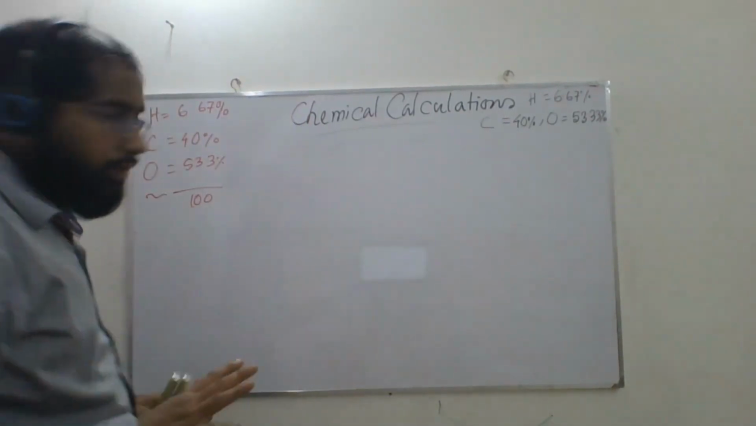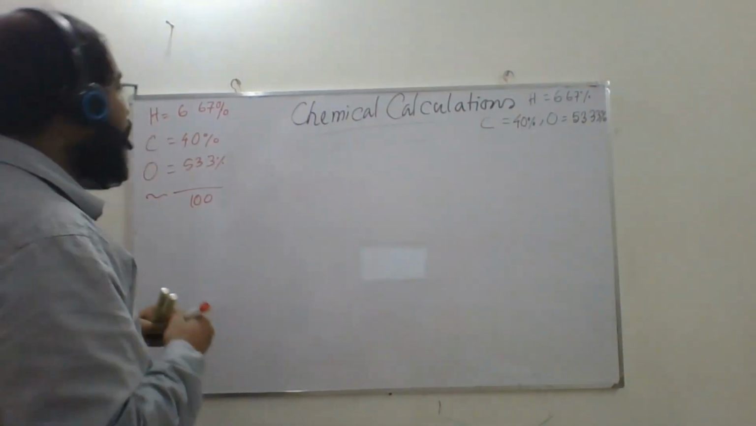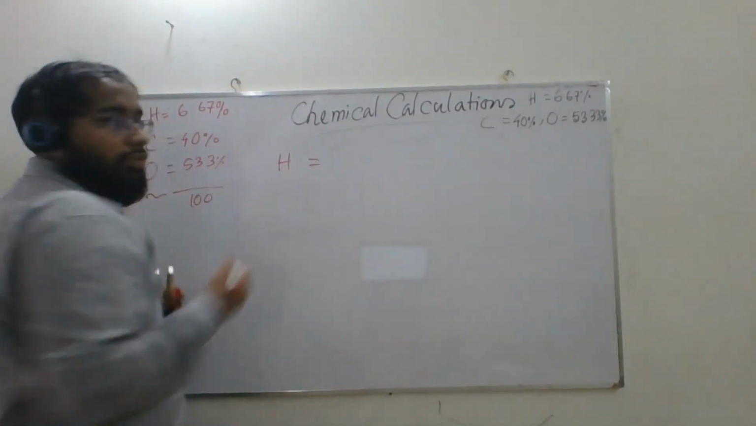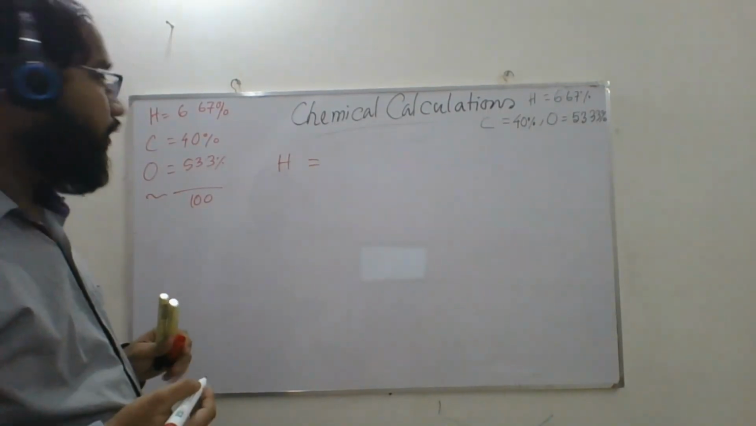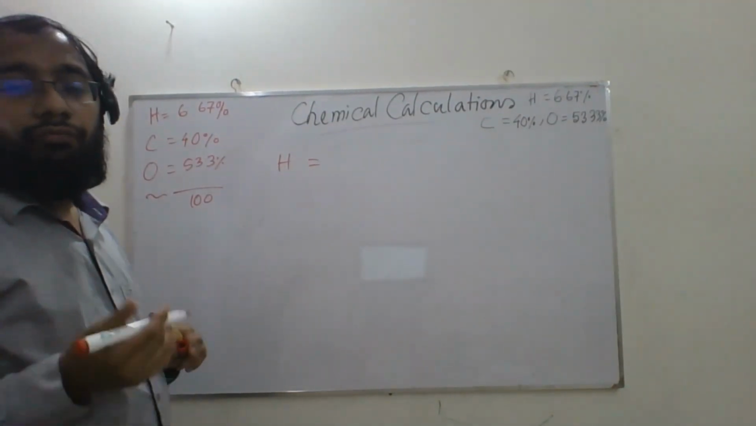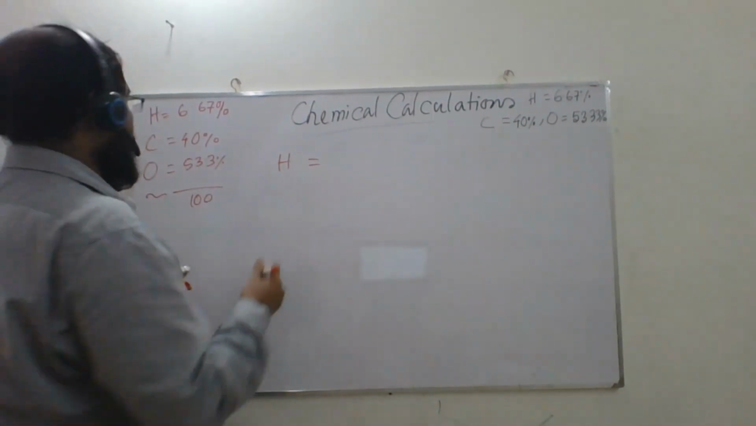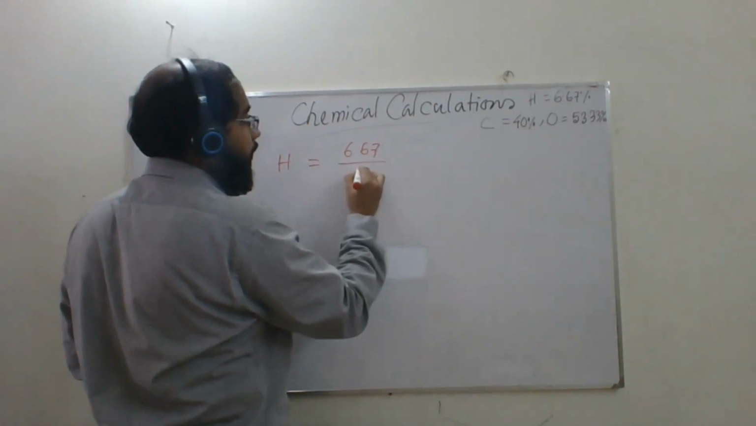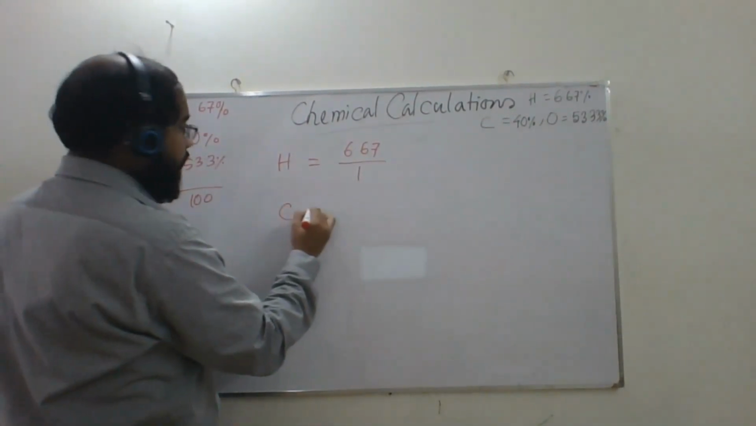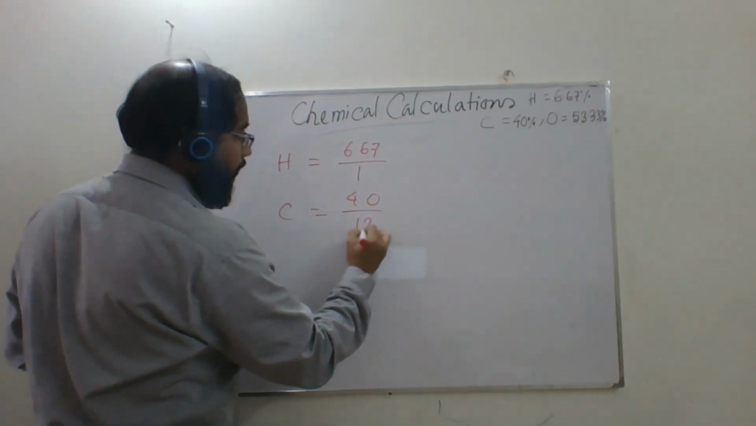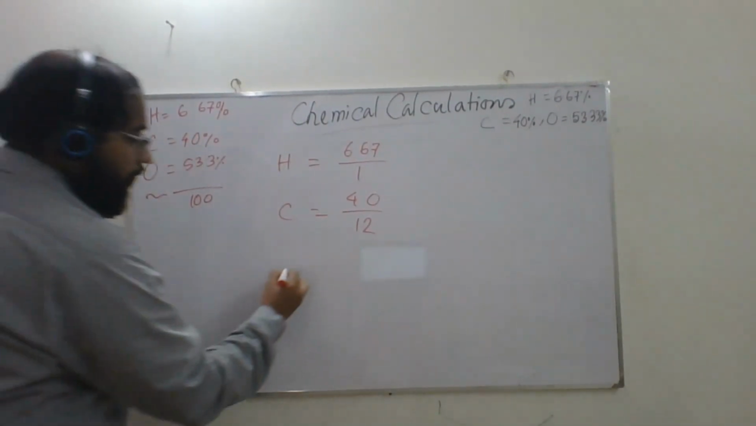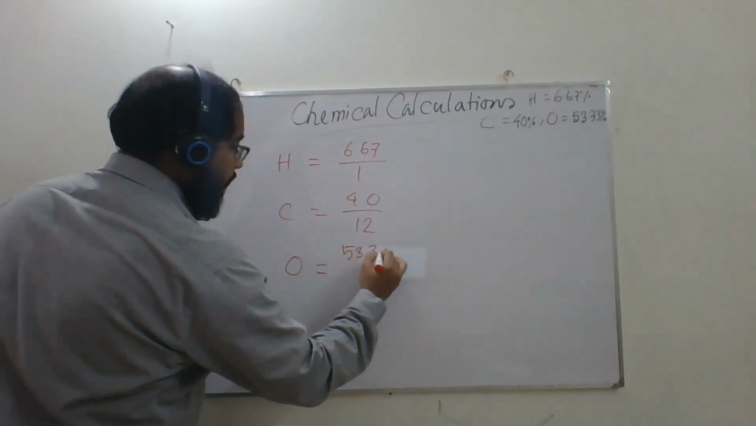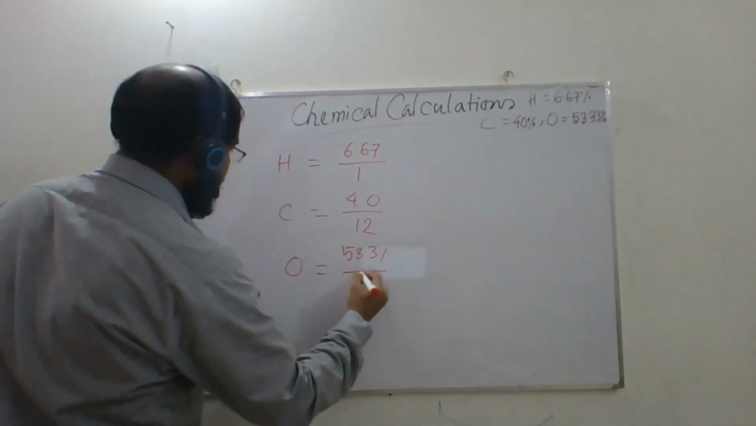Now we have the percent composition and 100. Now we are ready to go. So what you will do: at first, we divide all of the percentages by their atomic weight. For hydrogen it is 6.67% divided by atomic weight 1. For carbon it is 40 divided by 12, the atomic weight of carbon. For oxygen we divide 53.3% by 16.